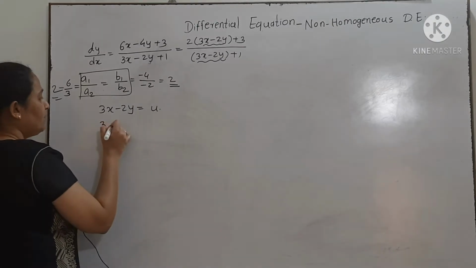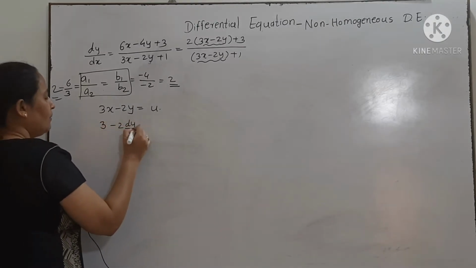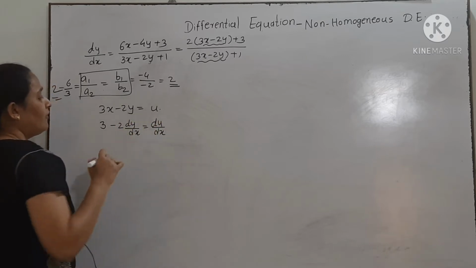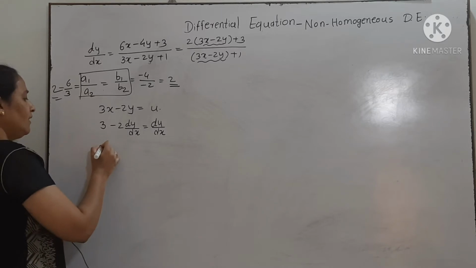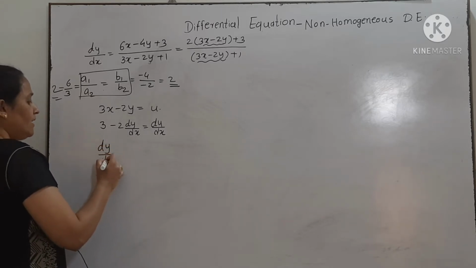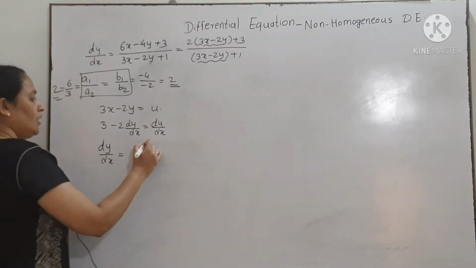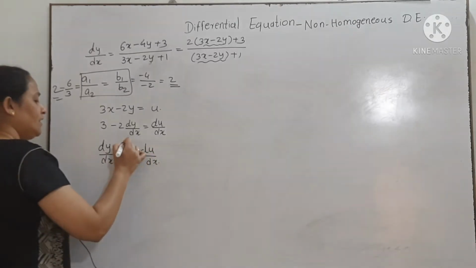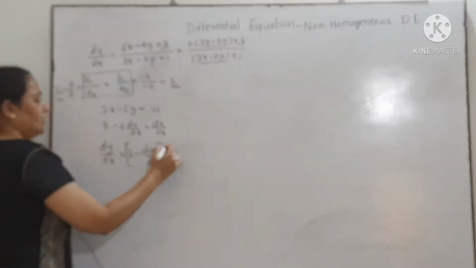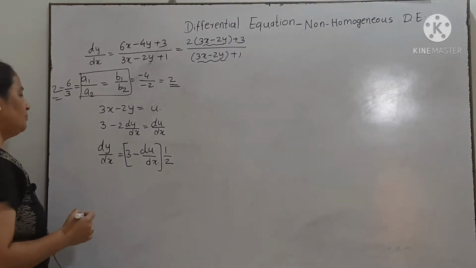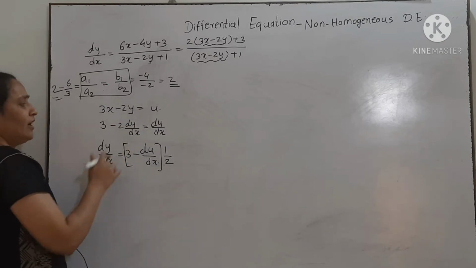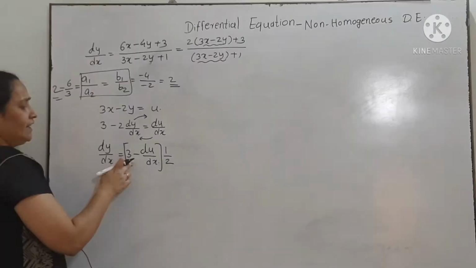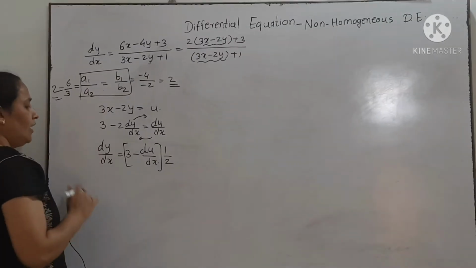Differentiate this, it is 3 minus 2 into dy by dx equal to du by dx. And from this, if you find value of dy by dx by mathematical algebra, you will get dy by dx equal to (3 minus du by dx) into 1 by 2. If I transfer this 2 to the right hand side, it will become 1 by 2. This is value of dy by dx. What I have done? Transfer this term to the left and this to the another side. So you will get 3 minus du by dx into half.